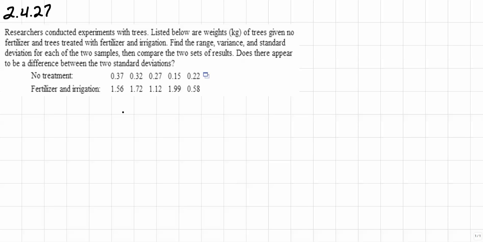Well, first we need to understand that there are two samples here. And these are samples, not populations. So we're going to start with the first one, no treatment. And for this one, what we're going to be looking at is 5 data values. And we'll go ahead and write those data values down in a table. And we'll start with this as no treatment.